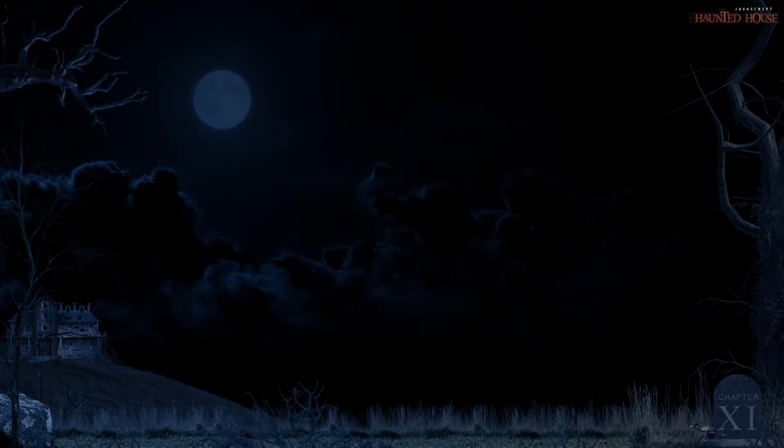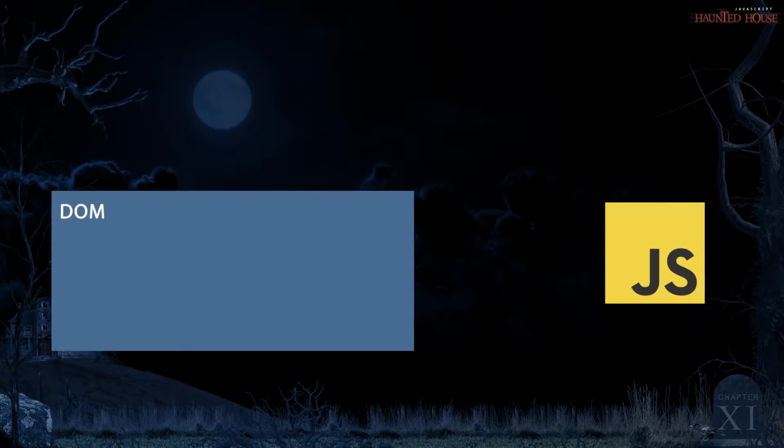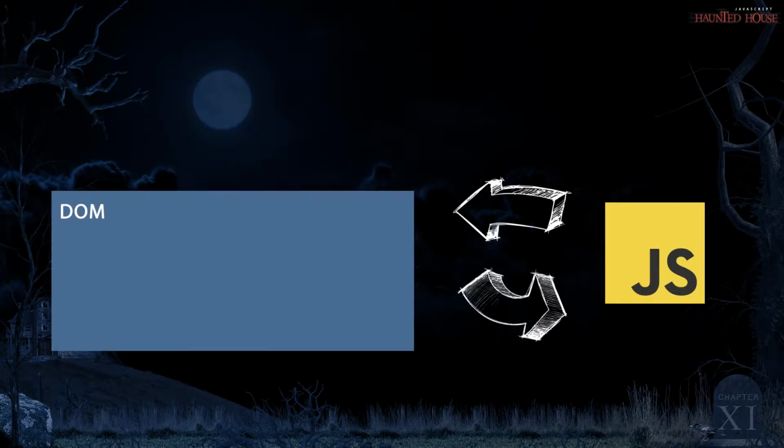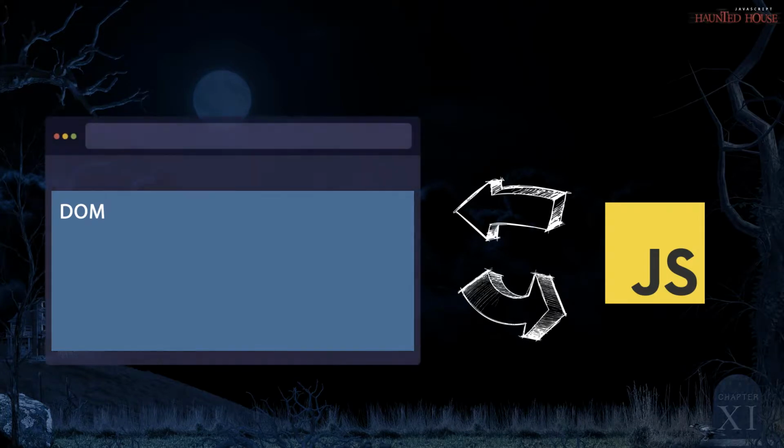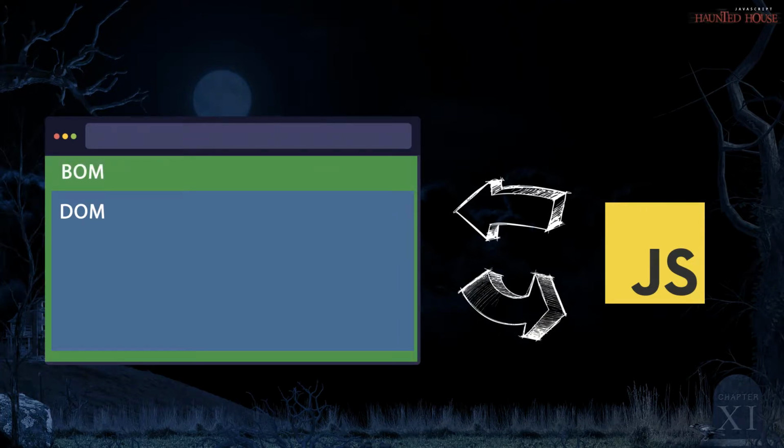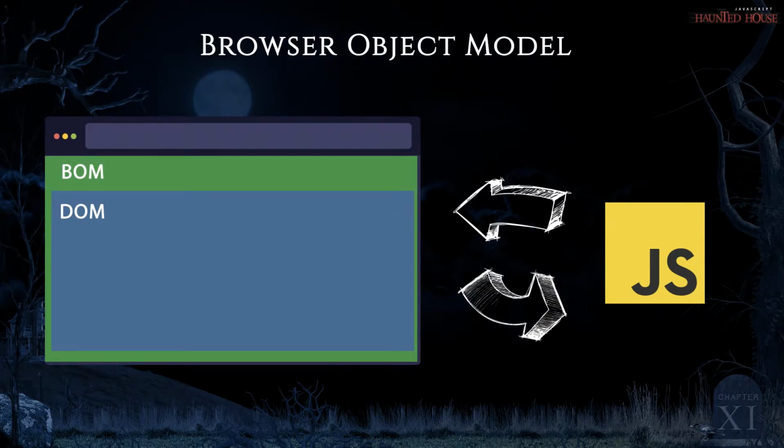Previously, we've seen the DOM and how to use JavaScript to interact with it. We've also seen that the DOM is created inside the browser window. If we can communicate with the document, why not with the browser itself? We can, and it's possible by the methods and properties of the BOM, the Browser Object Model.